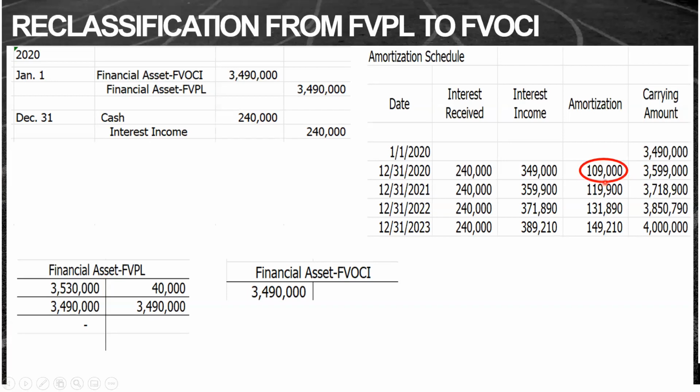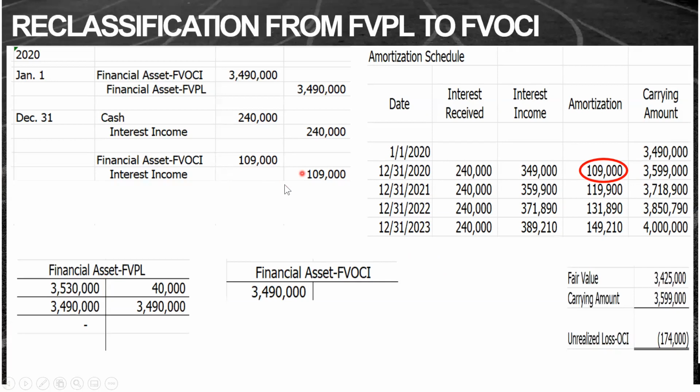So ito siya. So kung mag-record tayo with debit, financial asset, FVOCI at 109,000, we credit interest income for 109,000 kasi nga this is a bond discount. So there is a bond discount. So every time you amortize, you add it in the carrying amount of your financial asset. Pagkatapos nating ma-compute or mag-recognize ng amortization, the next thing to do is hanapin na natin yung fair value.